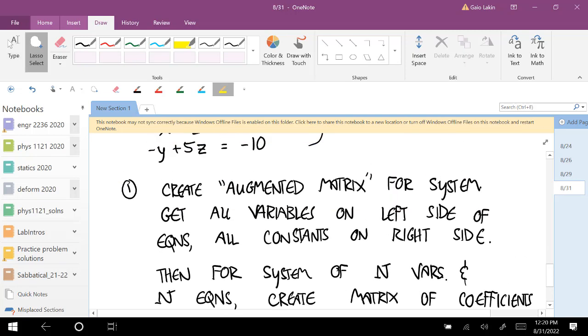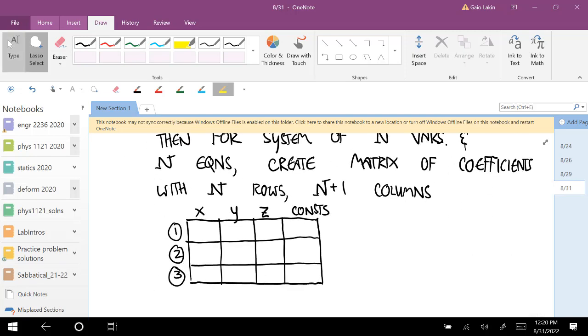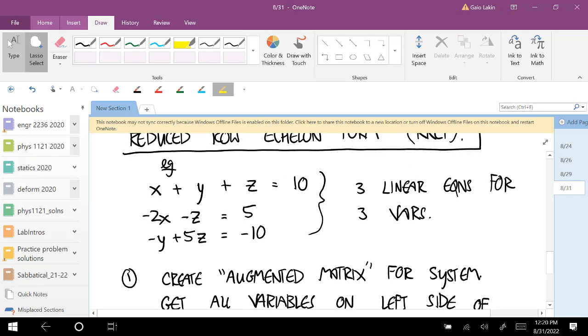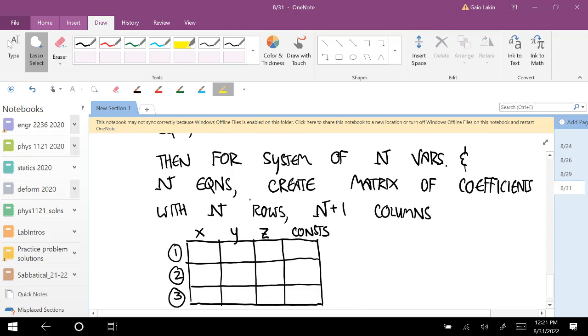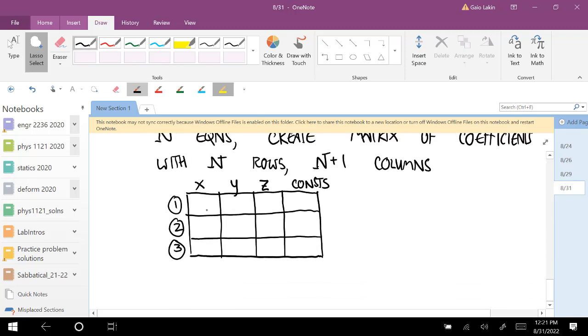So now let's go up to the equations and come up with the coefficients of all of these. So equation 1, the coefficient of x is 1, the coefficient of y is 1, the coefficient of z is 1, and the constant is 10. Okay, any questions about that? So this is going to be 1, 1, 1, 10.